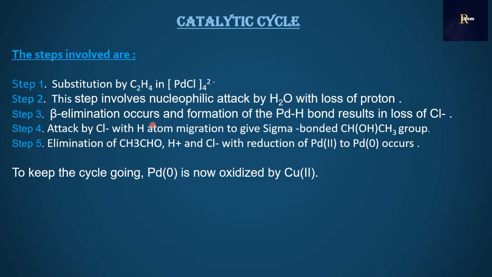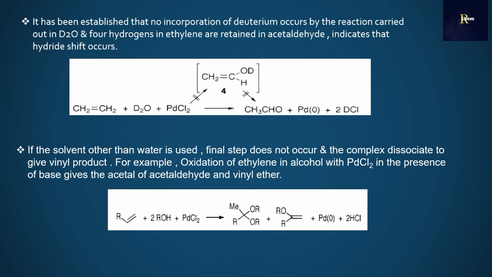Now these are the steps that I have written. Finally, what I have told is written in the slides. And now it has been established that there is no incorporation of deuterium in the reaction carried out in D2O, and the 4 hydrogens in ethylene are retained in the acetaldehyde. This indicates that there is a hydrogen shift in the Wacker's process, and as I have shown here, there is no change in the product.